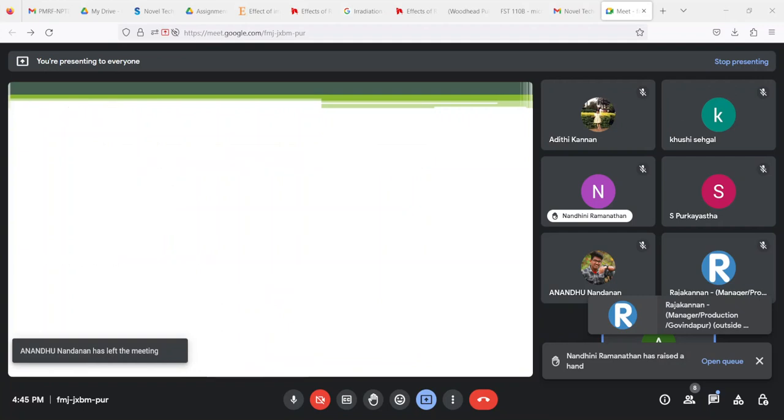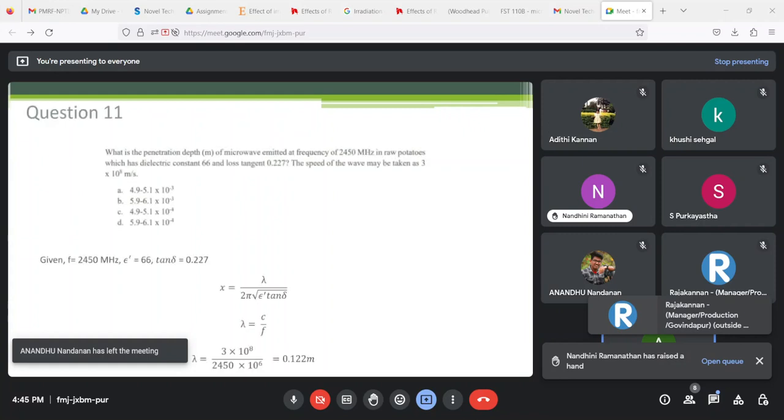So you're substituting lambda as 0.122, epsilon dash as 66, and tan delta as 0.227. If you calculate, x comes out to be 5.02 into 10 power minus 3 meters, which is 5 millimeters. So the answer is option A. Is this clear? So try to use this formula when asked for penetration depth. When asked for half penetration depth, you can use the other formula given in the previous slide.